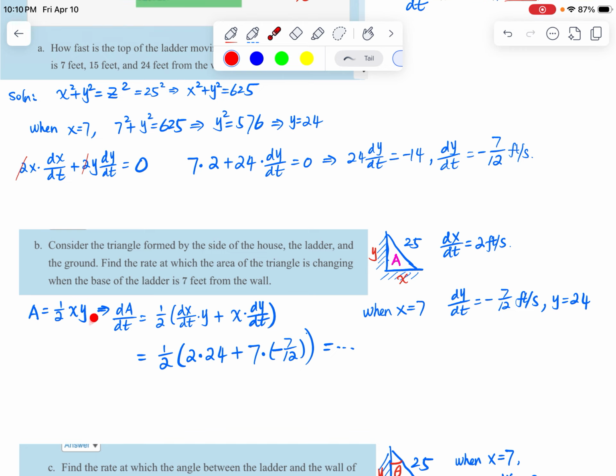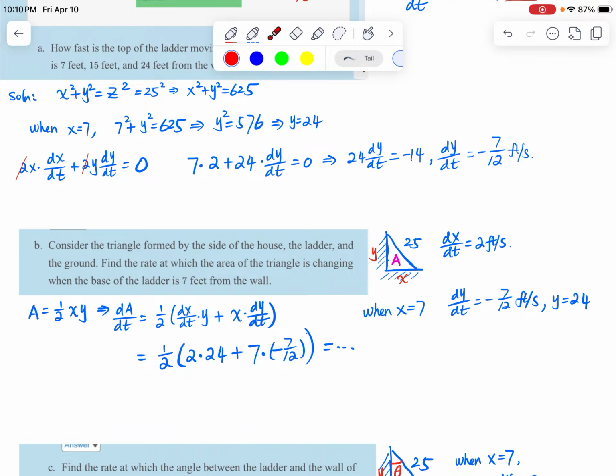Now we know the area formula for a triangle is 1/2 times base times height. So I'm going to differentiate both sides with respect to time. The left side will be dA/dt, and the right side is 1/2 times, using the product rule, dx/dt times y plus x times dy/dt. We know dx/dt is 2, y is 24, x is 7, and dy/dt is negative 7 over 12. So you just do the algebra, and that will be the answer.